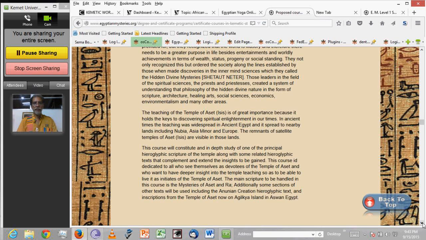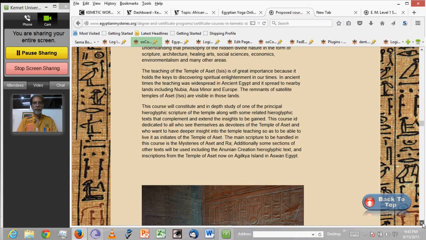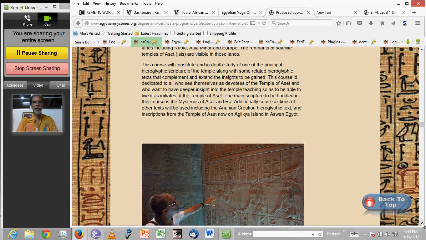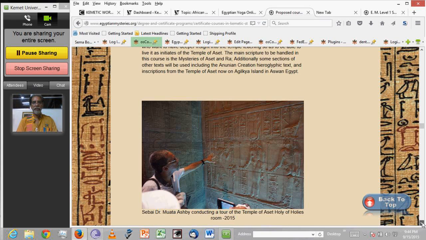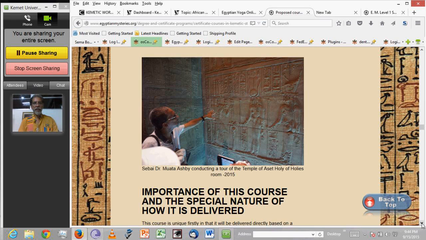This course will constitute an in-depth study of one of the principal hieroglyphic scriptures of the temple, along with some related hieroglyphic text. I just discussed that before. And here is an example of some of the texts that will be discussed. We'll actually be discussing texts from the sanctuary room, the Holy of Holies room of the Temple of Aset in Aswan, Egypt.